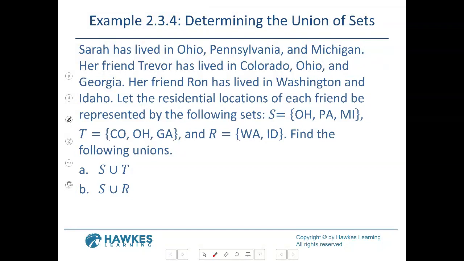So now we're going to find A union B. This means if you combine Sarah with Trevor, Sarah would be Ohio, Pennsylvania, Michigan, and then Trevor would be Colorado. But see, this is the thing, they repeat Ohio, so you do not write Ohio again. And you would just put Georgia. Whatever overlaps, you only write once. You just put it together, but you don't write it twice. So we have Ohio, Pennsylvania, Michigan, Colorado, and Georgia.